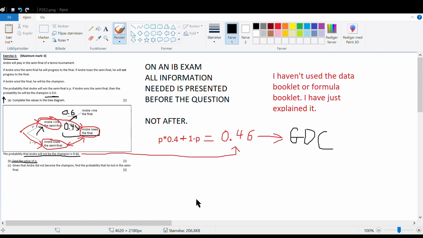So I'm going to open up the GDC and type this equation into NSolve, and then see what it gives me. So I'm going to do P times 0.4 plus 1 minus P, and then I'm going to solve it for P. And hopefully it should give me an answer once I set the appropriate sizes. And lo and behold, how nice.